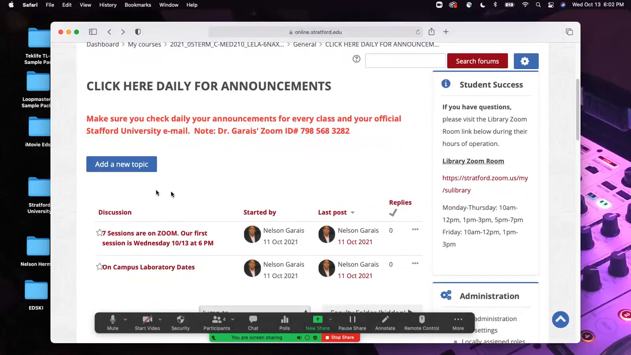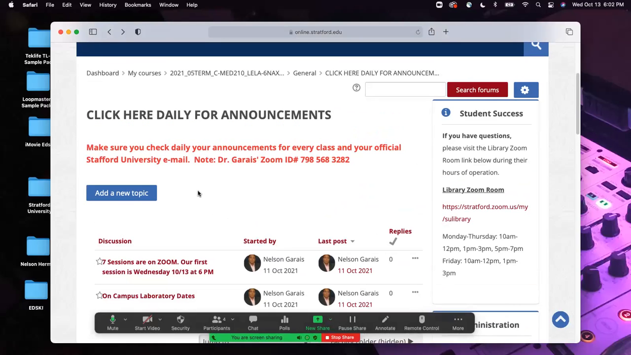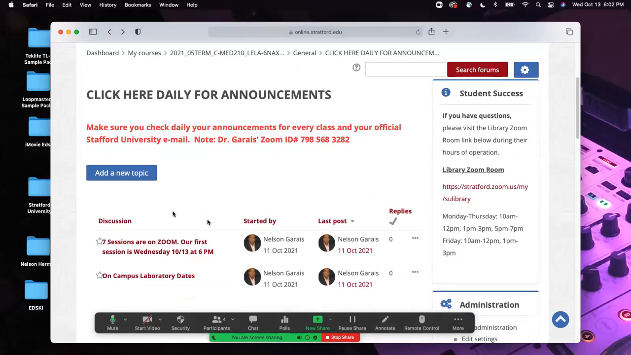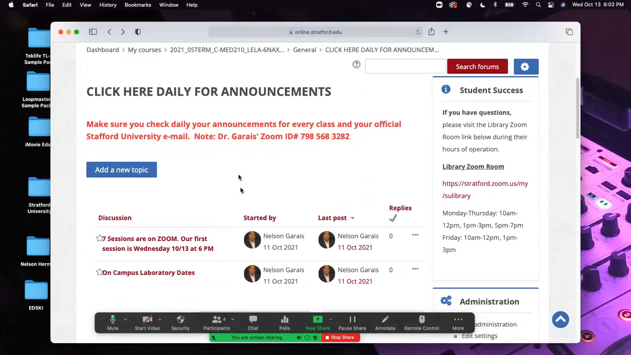I also put extra credit on here. I also put practice items like practice exams. This is the area where you will be getting your midterm and final. We're going to be talking about that momentarily.